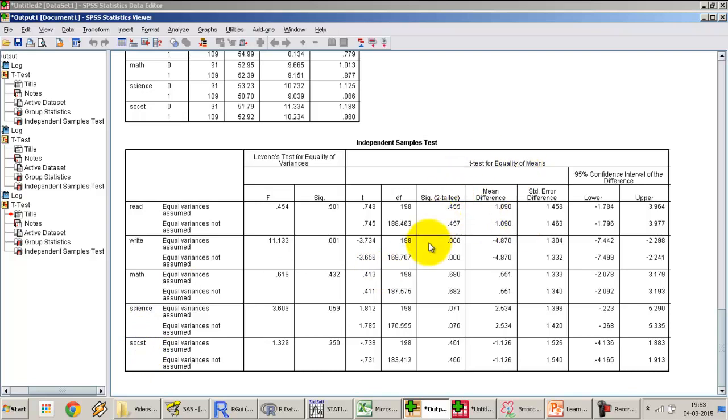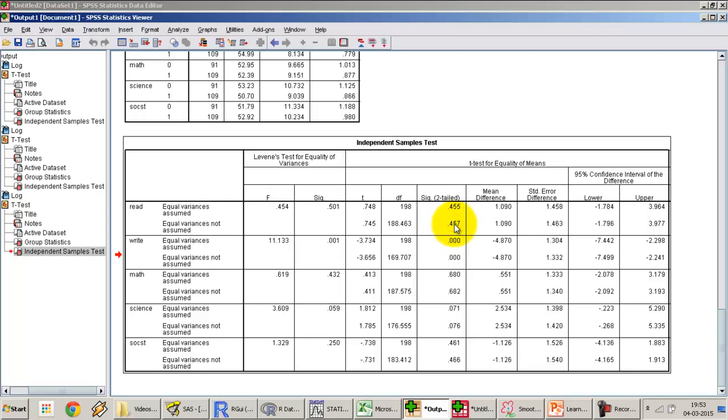So here we see for read scores, the p-value is 0.45, i.e. gender does not impact read. For write, p-value is 0.000. It's lower than alpha. The probability that the two samples are coming from the same population is effectively zero, i.e. these are two different samples, i.e. write scores for boys is very different from write scores for girls. Gender does impact write scores. I look at math. The p-value is again much higher than alpha. It's 0.68. Gender does not impact math.